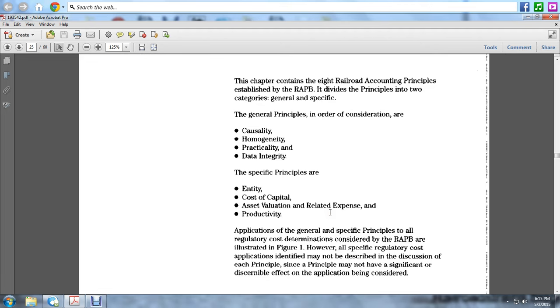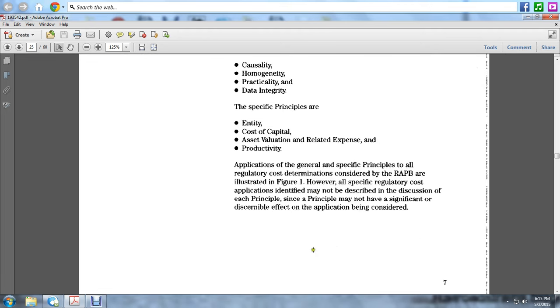The application of general and specific principles to regulatory determinations considered by the Railroad Accounting Principles Board is illustrated in Figure 1. However, all specific regulatory cost applications identified may be described in the discussion of each of the principles, as the principles may not have a significant or discernible effect on the application being considered.